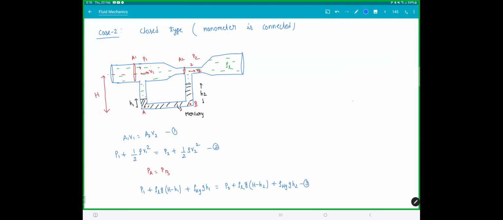Please check the equations. If you got this, you're done actually. So if you substitute this, you will end up with P1. You will observe this H term actually cancels out.